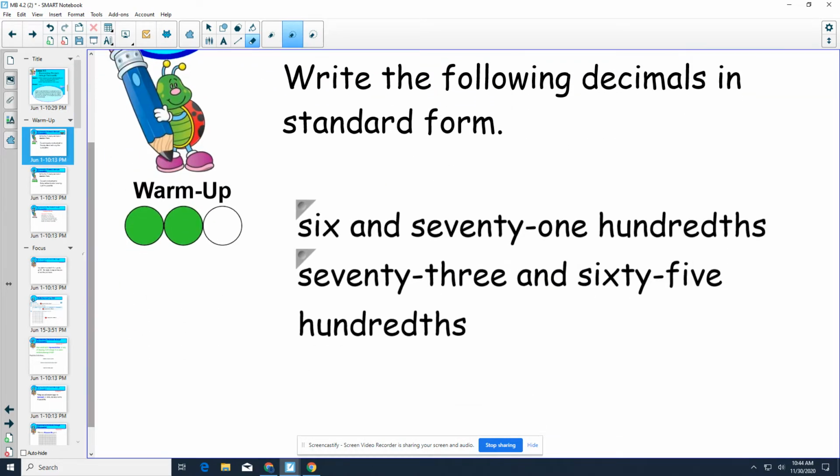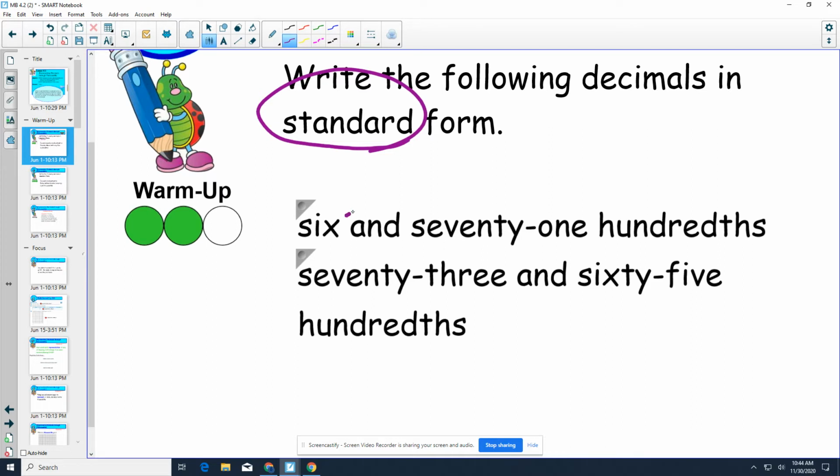Now, we're going to write the following decimals in standard form. Now, in standard form, a lot of times people forget what standard form means. We know it's not number word form or word form. So if we look down here, we can see we have the first one in word form. So 6 and 71 hundredths.